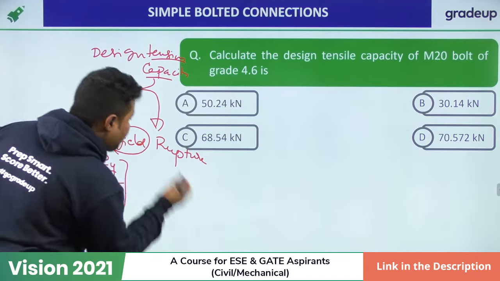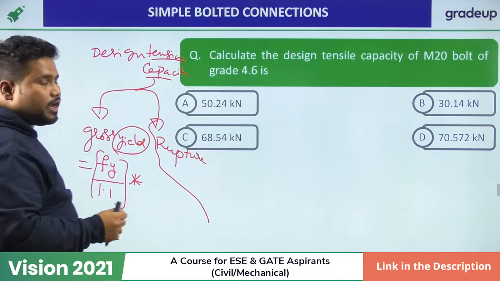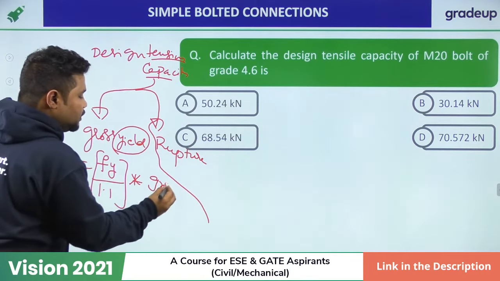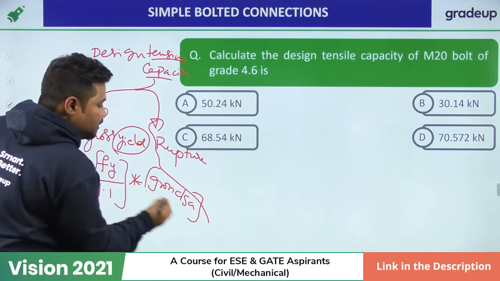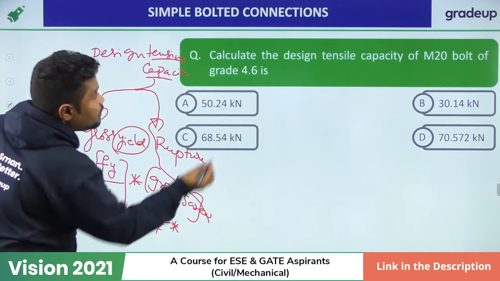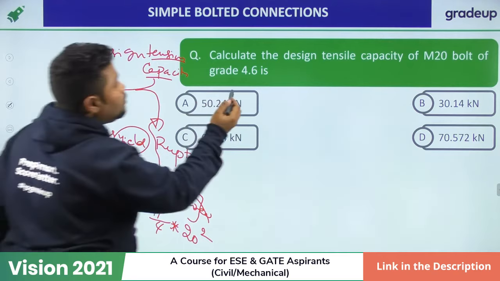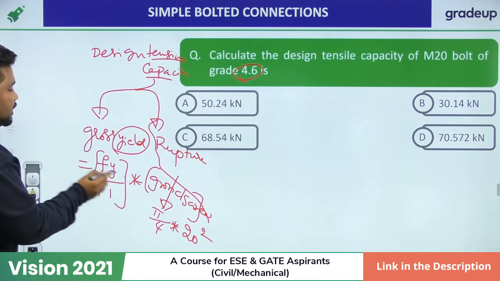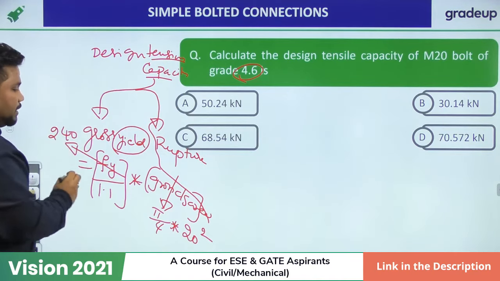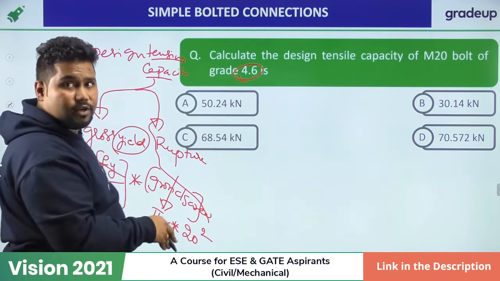Okay, and Fy by 1.1, this gross yielding will happen in the gross cross-sectional area of the bolt. So what is the gross cross-sectional area of the bolt? You can mention easily as pi by 4 into the diameter of the bolt squared. The diameter of the bolt is 20, so 20 squared. Fy for bolts of grade 4.6, as you already know, is 0.6 times 400, which is 240 megapascal. This is the answer in gross yielding mode. But out of these 2 modes, whichever is lesser, we need to consider that.